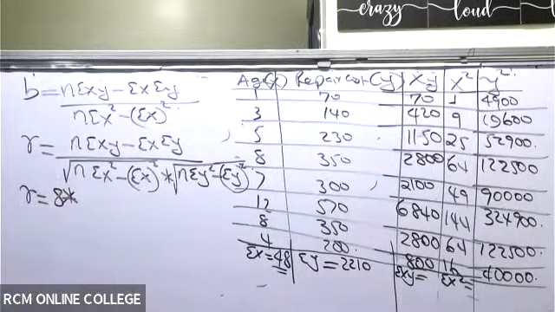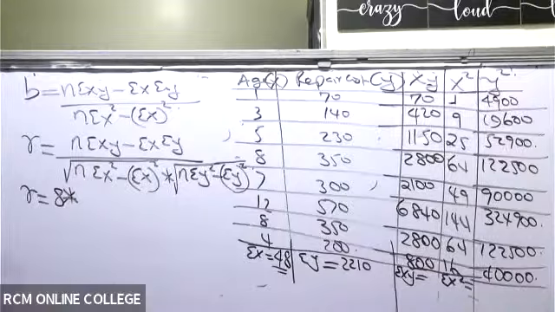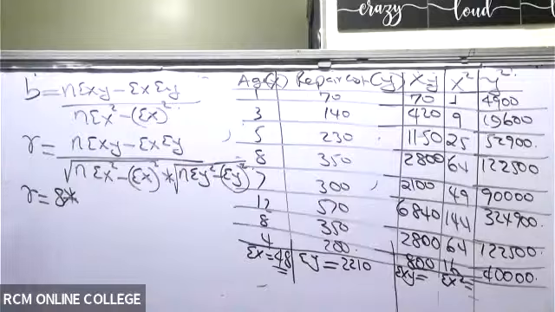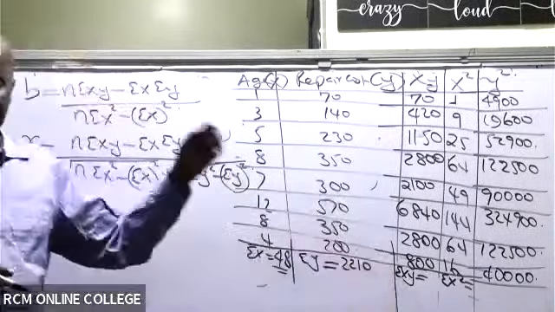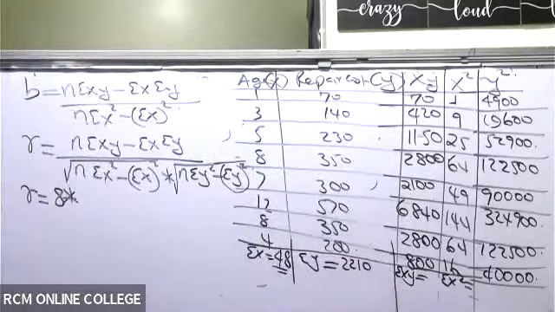n was 8, times the summation of xy. I deleted my summation of xy. We already obtained this summation of xy; if I remember very well, we had it somewhere. Is there somebody who can remind Mwalimu what the sum of xy was?